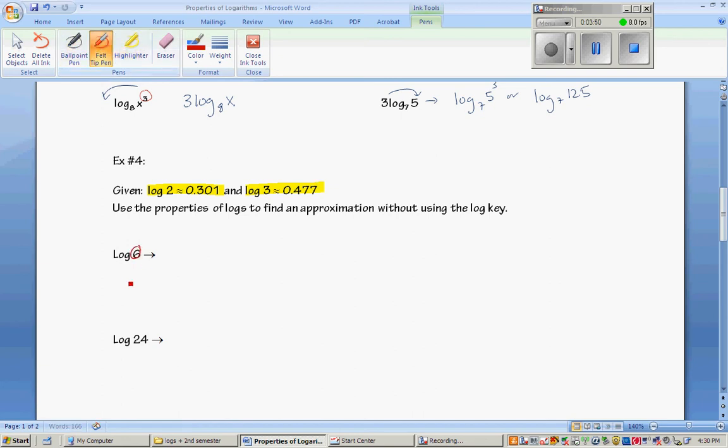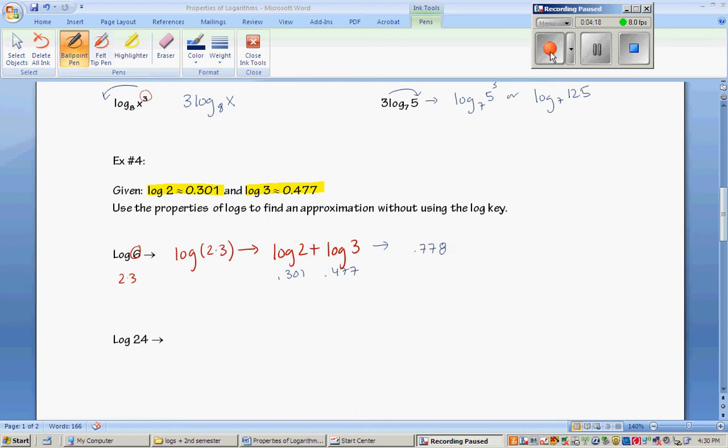We can rewrite 6 as a combination of 2 times 3. So you would write this as log of 2 times 3, and multiplication means we're going to add the two logs together. So we're going to have log 2 plus log 3. And since you know what log 2 and log 3 are, sub them in as 0.301 and 0.477. Your result is going to be 0.778, or 778 thousandths.